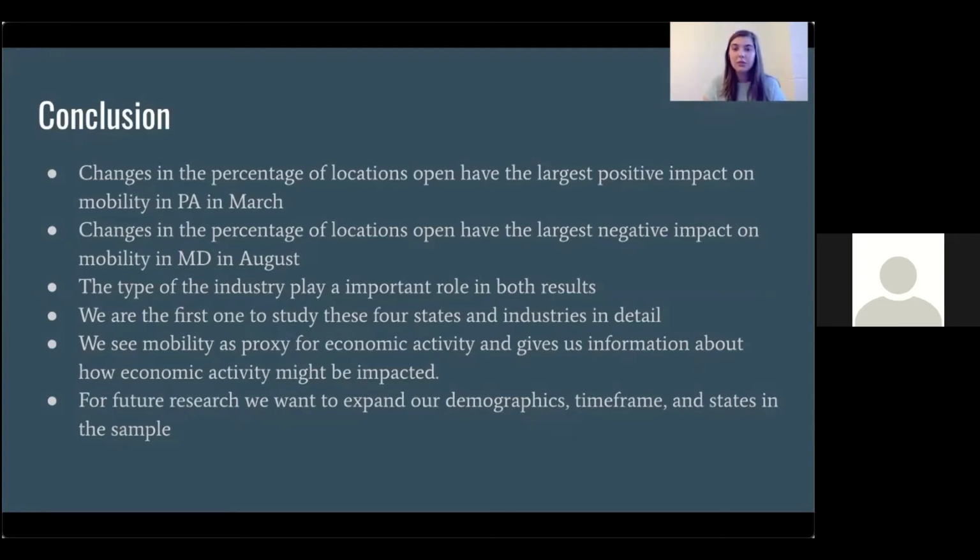And this gives us information about how economic activity might be impacted by the COVID-19 pandemic. If I were to expand my research in the future, I would want to add more demographic variables. I would want to have a different time frame. So now that we've been in this pandemic for a year, it would be very interesting to compare this March to last March. And I would want to either use more or different states within my sample.